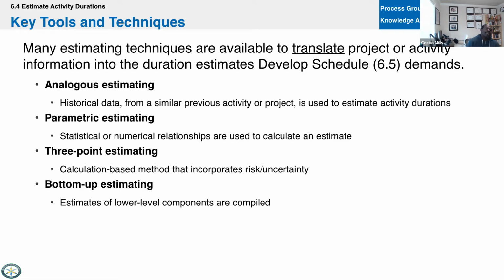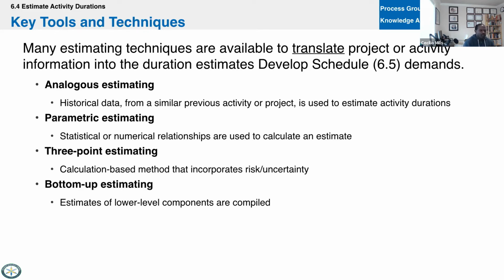Parametric takes a slightly different stance. I won't say it's more accurate than analogous, but we certainly can't call it accurate by any stretch of the means. What parametric says is, okay, our last project for this client was similar, but it was only a third of the scope. Therefore, since this one is 3 times, it's going to cost 3 times as much and take 3 times as long. You actually take some data, some statistical relationship, to come up with that estimate. So that's parametric.